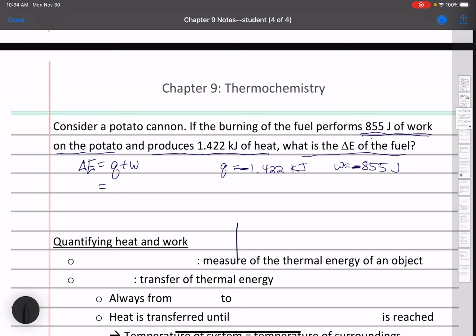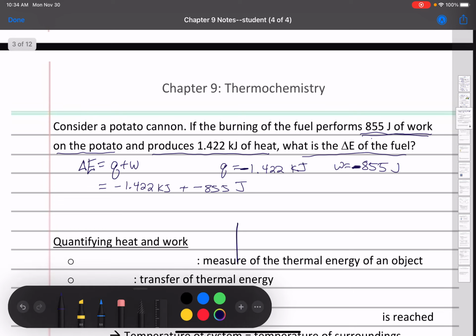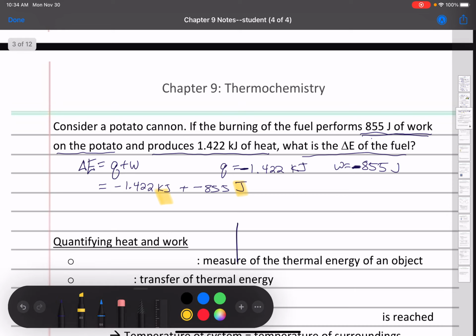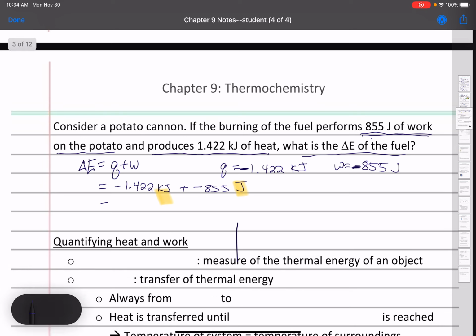So when we plug them in here, what we have is negative 1.422 kilojoules plus negative 855 joules. Something to take notice of here is the units. We've got kilojoules and joules. We can't add things that are in different units, so we need to convert them to the same units. It doesn't specify in this problem whether it wants your answers in joules or kilojoules, so I suppose you could choose. But in Chem 101 usually it'll specify which one it wants.